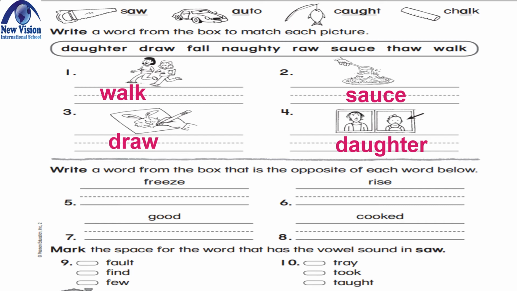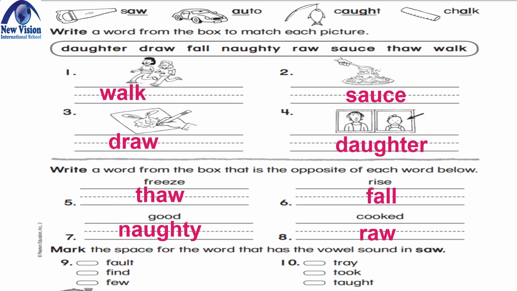Now, write a word from the box that is the opposite of each word below. So we will choose the opposite for the word. Now, freeze. The opposite of freeze is thaw. Now, number 6. The opposite of rise is fall. The opposite of good is naughty. The opposite of cooked is raw.